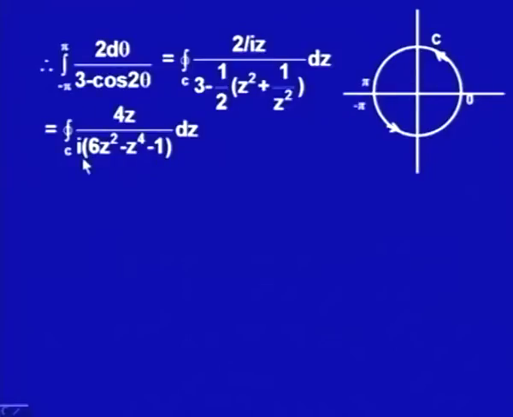Again 1 upon i we would write as minus i, and that minus sign I would change here, that is z to the power 4 minus 6z square plus 1. So we write that our integral changes to i times the contour integration on the unit circle of the function 4z upon z to the power 4 minus 6z square plus 1.